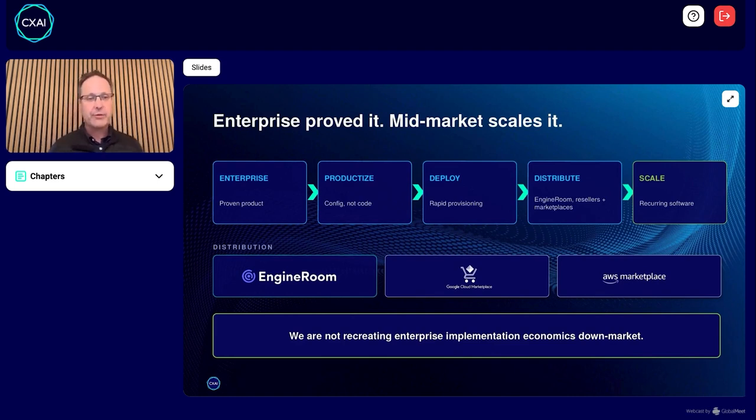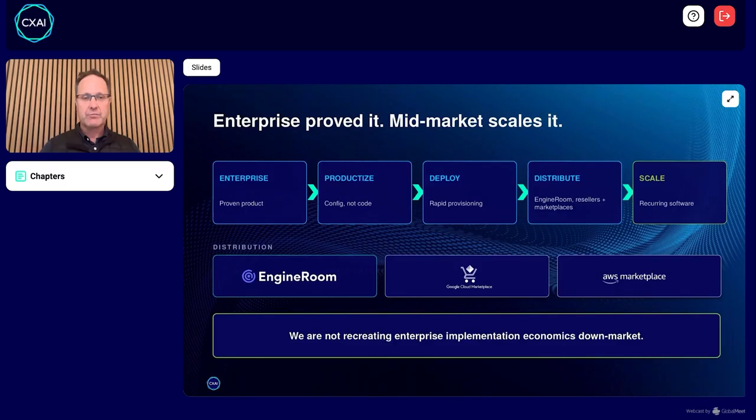So an important point about this is that we're not just recreating what we did in the enterprise and doing it down market. That would mean, hey, we're just doing smaller deals and more of them the same hard way. It's not that. We have productized what we're doing. We can do it fast. We can do it easy. And that's what's going to allow us to scale up.